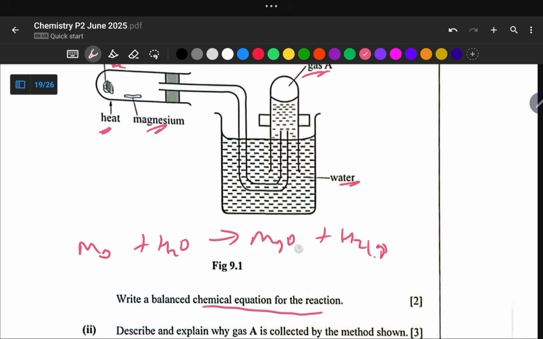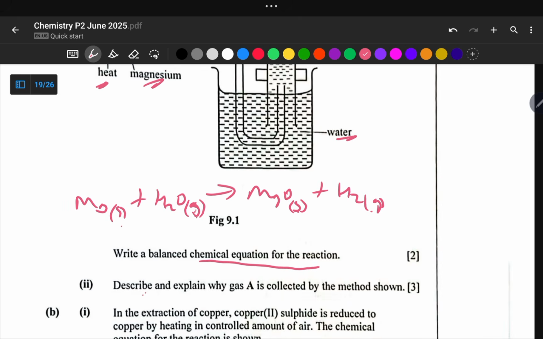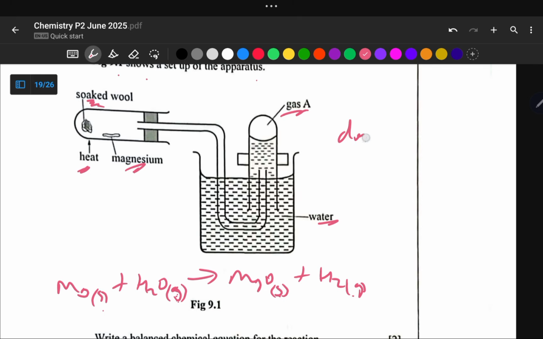So you should include the state symbols. Since you are told that it's steam, they want to make sure that you understand that steam is water in the gaseous phase, right? And then describe and explain why gas A is collected by the method shown. So this is what we call the downward displacement method. Hydrogen is insoluble in water, so we need to collect hydrogen using the downward displacement of water so that we can prevent the mixing of hydrogen with air.